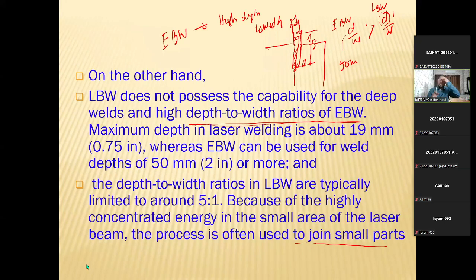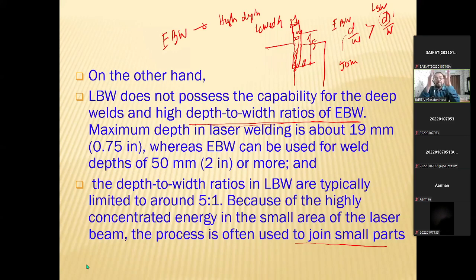So there are two things that differentiate electron beam welding and laser beam welding. In electron beam welding, we accelerate the electrons and focus them onto our welding place. Acceleration is done using a voltage, which is called the accelerating voltage, and focusing is done using a magnetic lens. In laser beam welding, concentration is done using a mirror, and focusing is done using an optical lens.